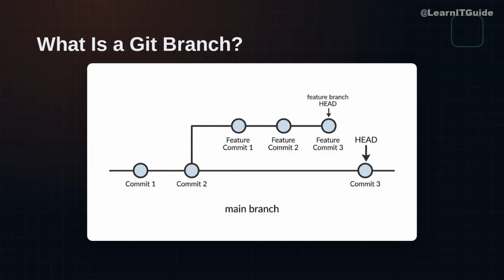So what is a Git branch really? It is simply a pointer. Think of your project as a timeline. When you branch, you are effectively saying, I want to work on this version of the code without affecting the main timeline. Just like a video game save state, you can experiment freely. If it works, you merge it back. If it fails, you just delete the branch.